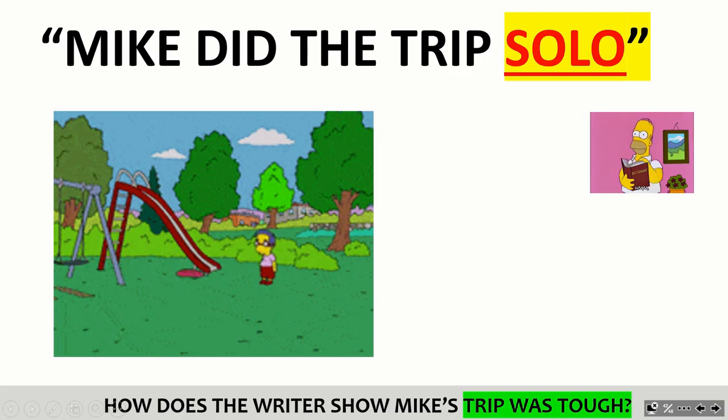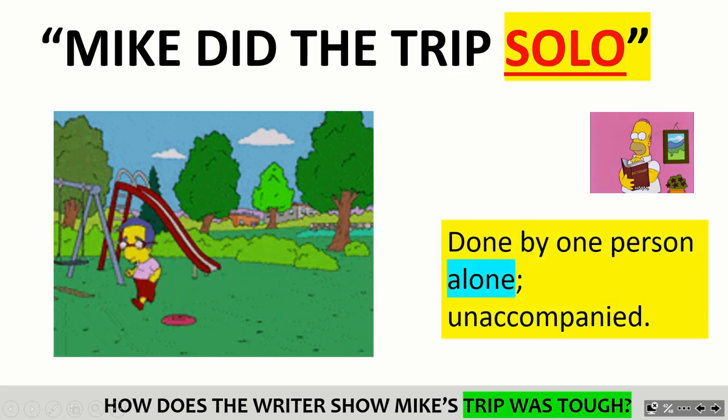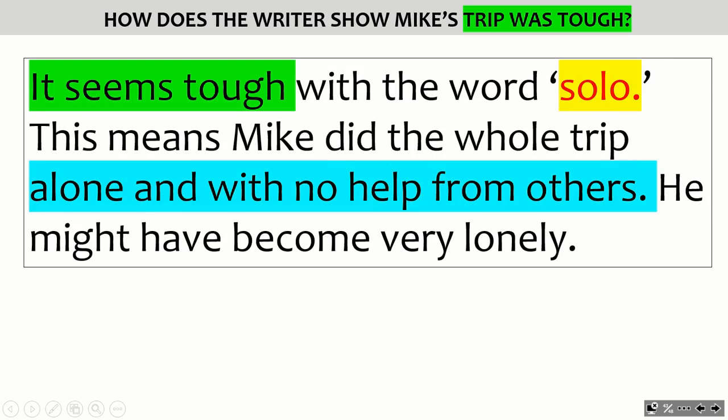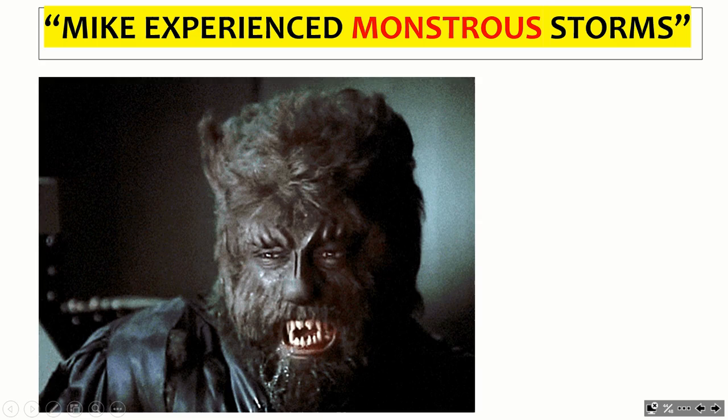Okay, so Mike did the trip solo. Why does that make it more difficult? Well, it's done by one person. He's alone. He's unaccompanied. So my answer would be, it seems tough with solo. This means Mike did the whole trip alone and with no help from others. He might have become very lonely.